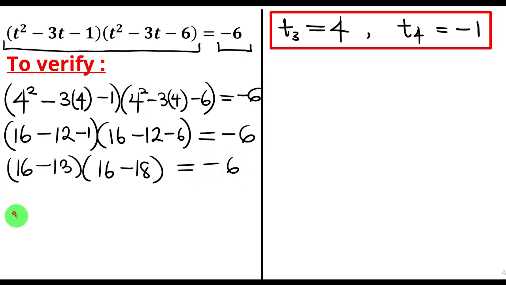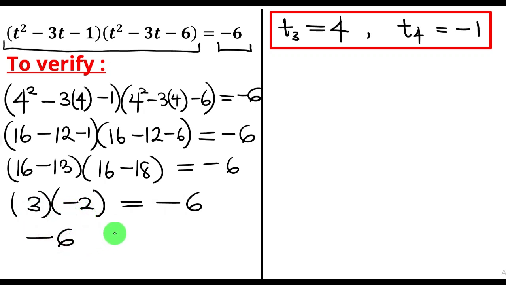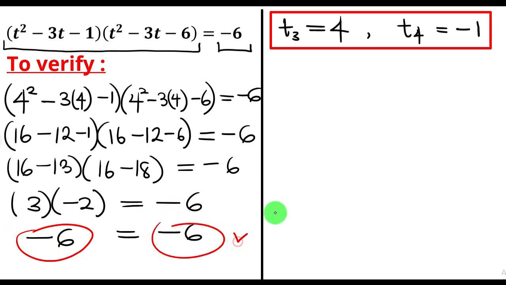Then is this still going to be equal to minus 6? So inside the first parenthesis, at the end of the day, 16 minus 13, that's going to give me 3. Then inside the second one, 16 minus 18, that's going to give me minus 2. Then is this minus 6? Of course, yes. 3 multiplied by minus 2, that's going to be minus 6, which is also equal to minus 6. That shows that the value of t we've gotten is correct.